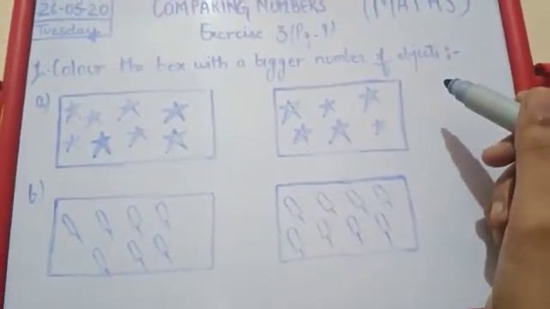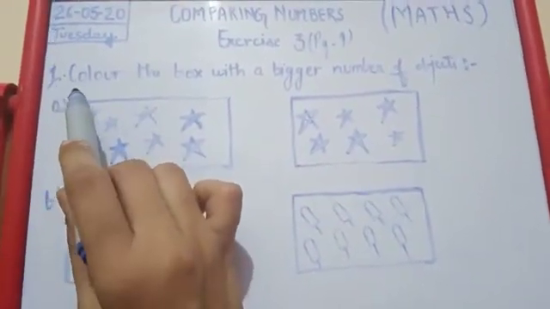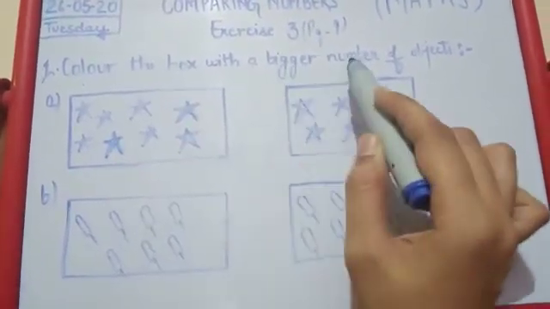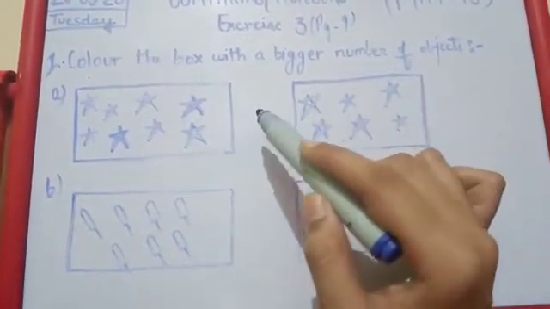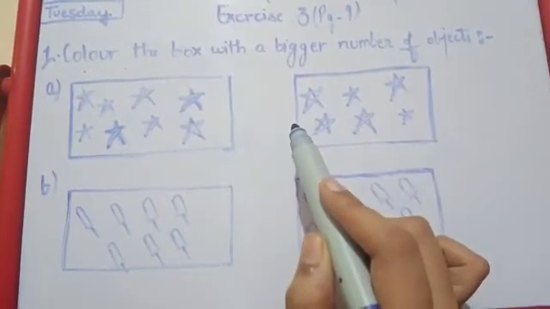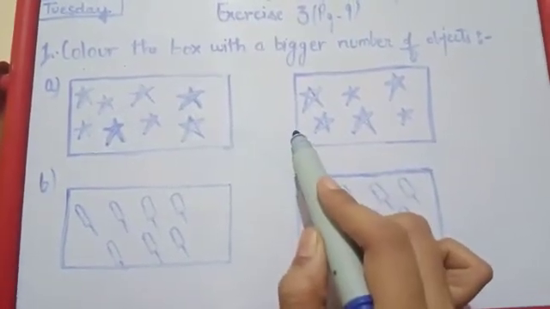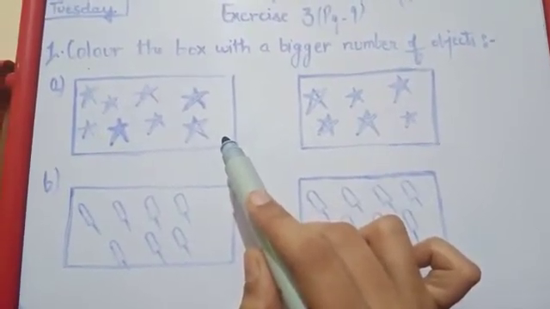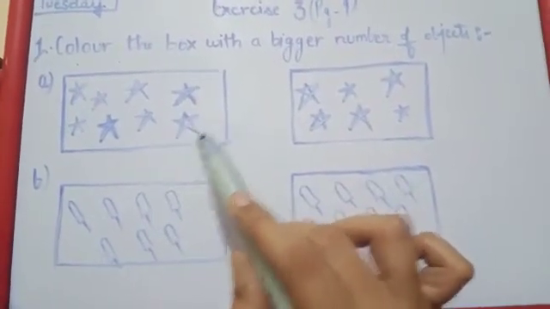Okay, now we are going to start with question number 1. All of you read question number 1. Color the box with a bigger number of objects. This question means you have to color the box which is having the greater number of objects. आपको दो बॉक्स यहाँ पर दिए गए हैं. Here two boxes are given and you have to color the box in which there are more objects, जिसमें ज़्यादा objects हैं. So first we will count the objects, after that we will color.